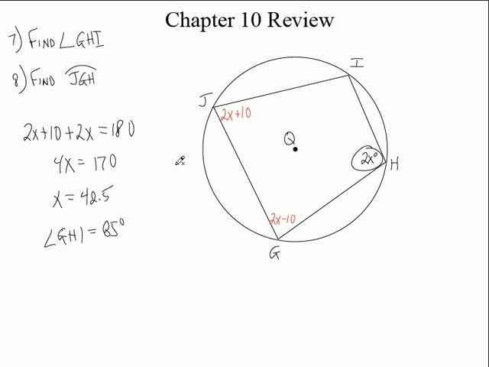I'm running out of time. Let me just do the math, and I'll just show you real quick. Alright, I think that's enough. I found 2x, which is 85. 2x minus 10, so it's 85 minus 10, which is 75. 2x plus 10, which is 85 plus 10, which is 95. So if I take 360 and take all three of those away from it, I got this to be 105. But the question says, what is arc JGH? This one right here. This is an inscribed angle. It's double this, so that arc is 210 degrees.